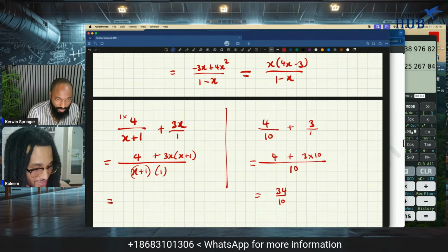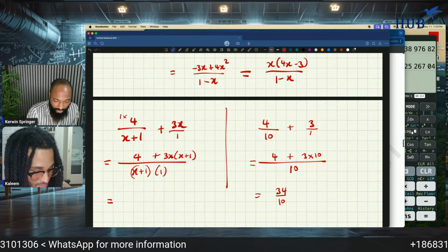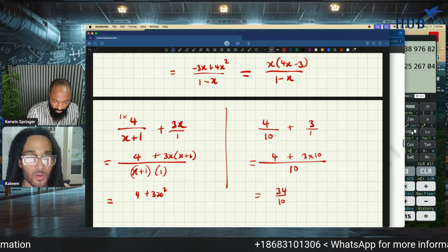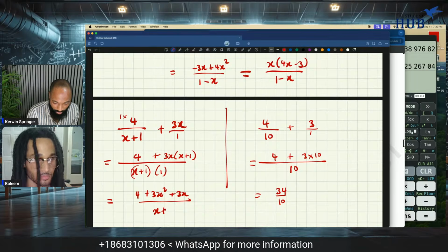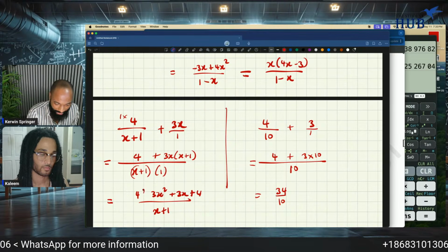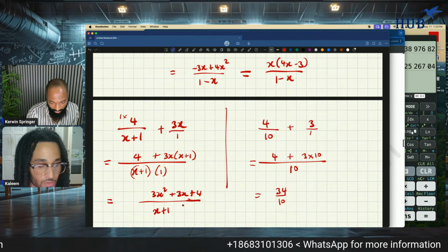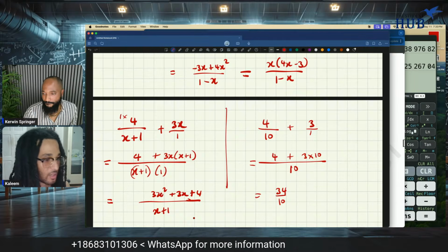Smelling a quadratic, sir. Yes. All right. So you get 3x times x is 3x squared, here again, a quadratic. Plus 3x times 1 is 3x. And x plus 1 times 4 is 4 over x plus 1. So that's the answer. You can rearrange it to look better. 3x squared plus 3x plus 4 over x plus 1. Yes. I got that.